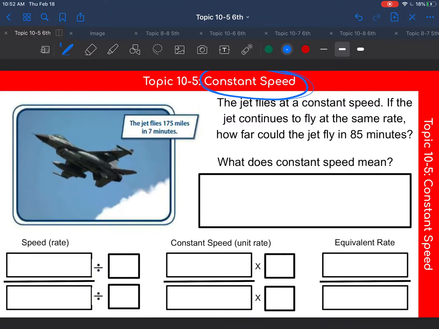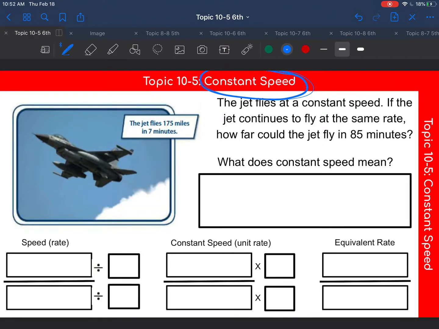Now, you actually may have seen one of these questions on your quiz that had to deal with constant speed, such as miles per hour. And you see speed limit signs that have this unit rate on it a lot, and that's always written in miles per hour. That is an example of constant speed.